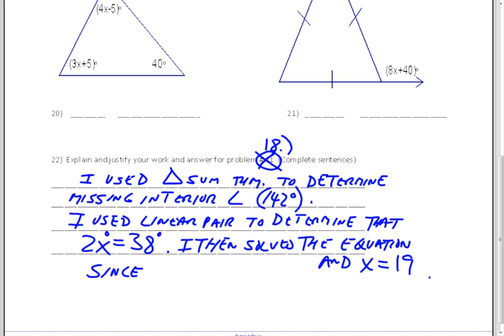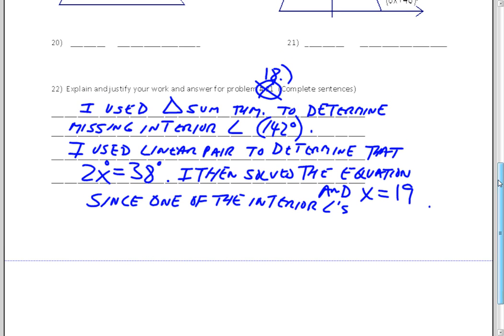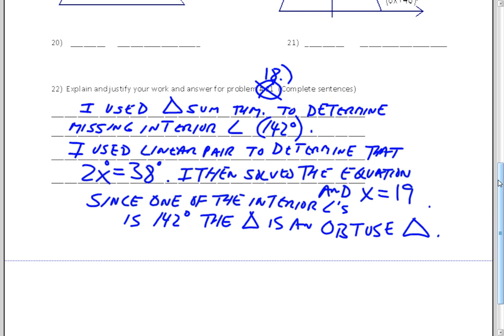Since one of the interior angles is 142 degrees, the triangle is an obtuse triangle. I'm writing out everything. If you had something that sort of summarized that, that's fine. We can shorten this up.